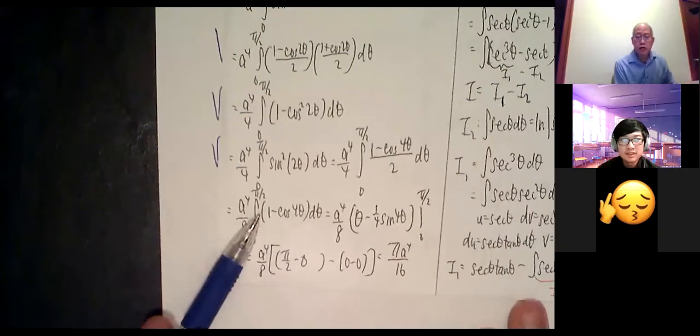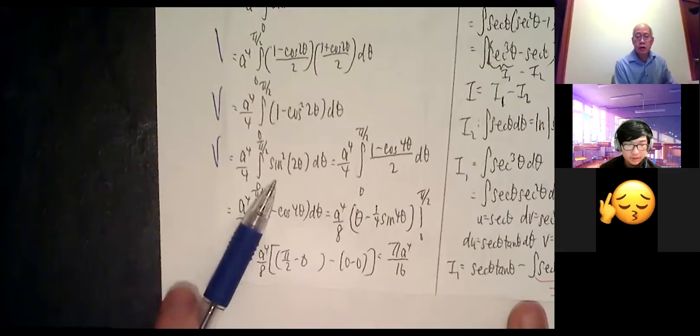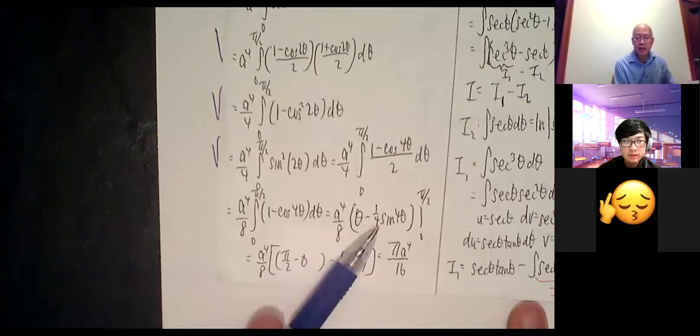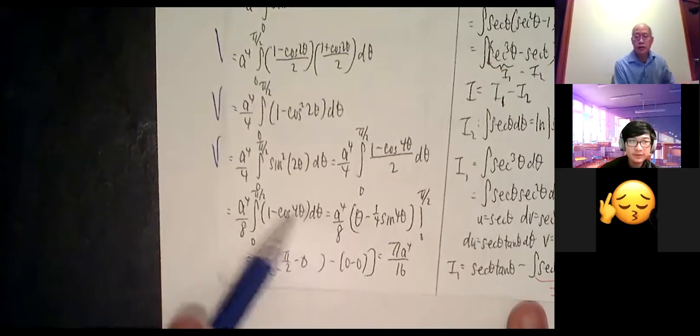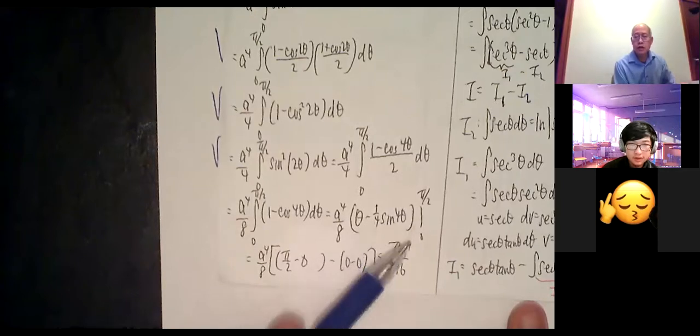All right, so what's the integral of 1 d theta? Theta. Integral of negative cosine is negative sine, so negative sine 4 theta, then by the chain rule times the 1/4. Again, if you were differentiating, you would multiply by 4. Since you're integrating, you multiply by 1/4. From 0 to pi over 2.